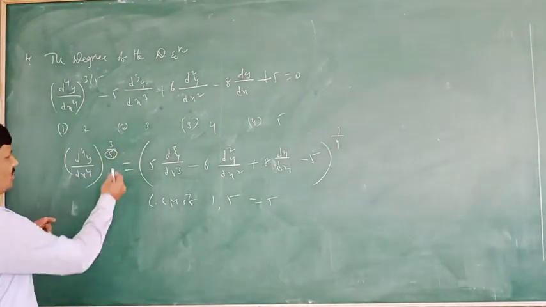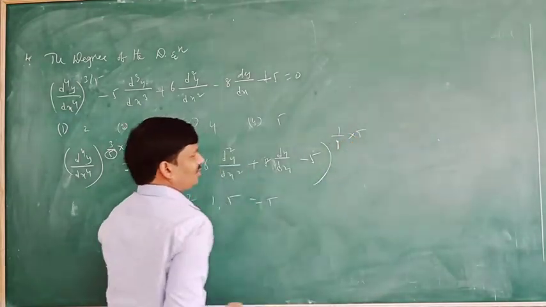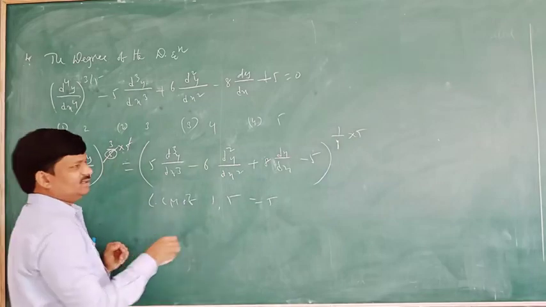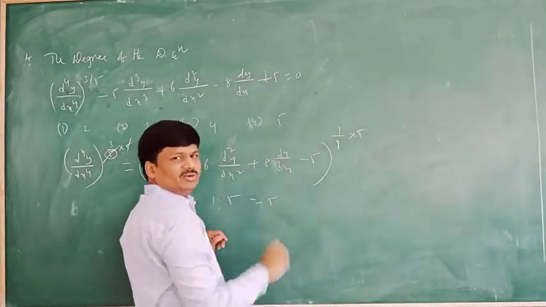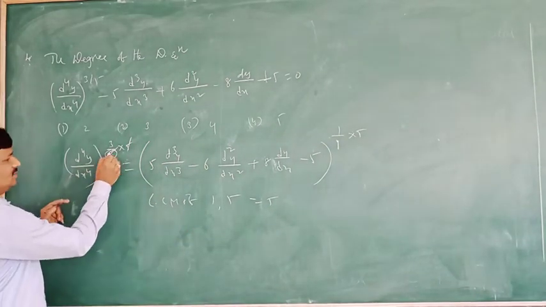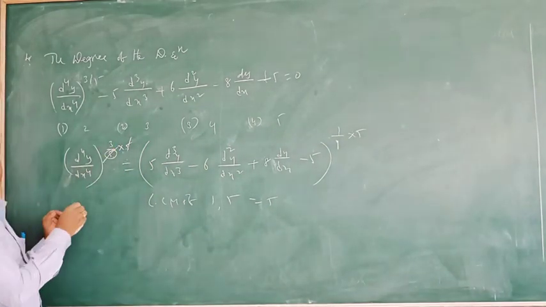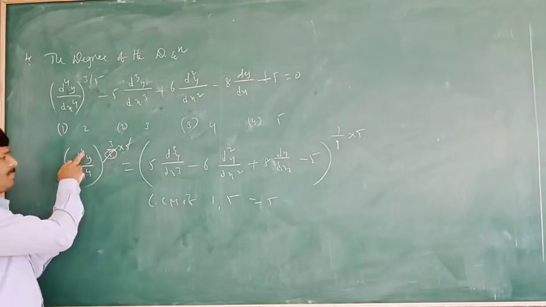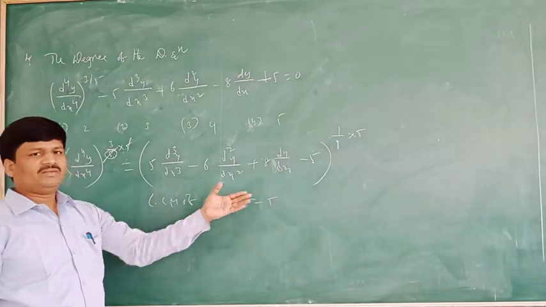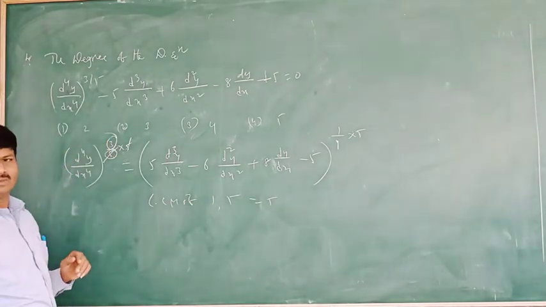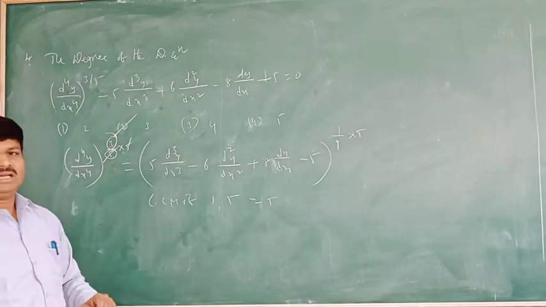Multiply by 5. What will we get here? Here 5, and here also into 5. So the 5 cancels. Here 1 by 1 means 1, and 1 into 5 means whole power 5 we get. So here the 5 cancels and whole power 3 is there. What is the highest order here? 4. Its power is 3. So what is the degree of this differential equation? The degree is 3 only. So 3 means option 2 is the right option.